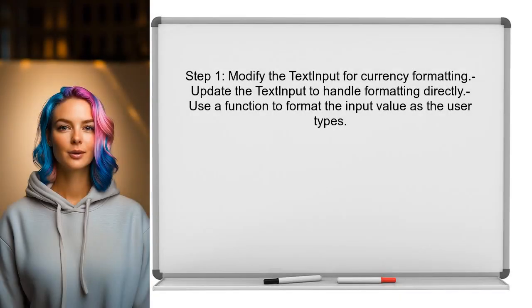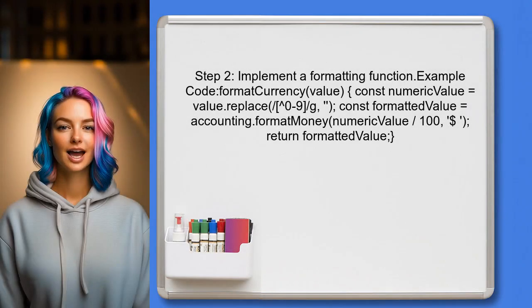To achieve the desired currency input functionality, the user should first modify the text input component to handle the formatting directly within the same input box. This means we need to adjust how the state is updated based on user input. Next, the user should implement a function that formats the input value correctly. This function will convert the input into a currency format while allowing the user to type freely.